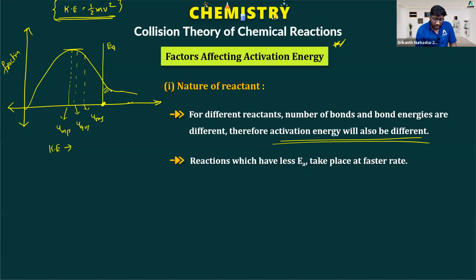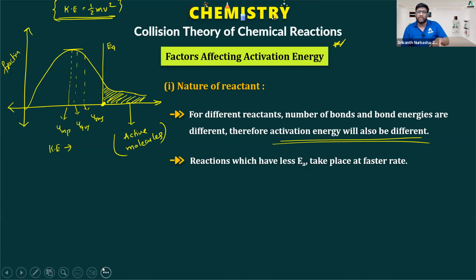After this, there will be some set of molecules, right? Those molecules will have energy greater than the activation energy. So they are called active molecules, or not? What are active molecules? Active molecules are those molecules which have a tendency to convert to products. The molecules having energy greater than the activation energy, this much, are called your active molecules at a particular temperature T.